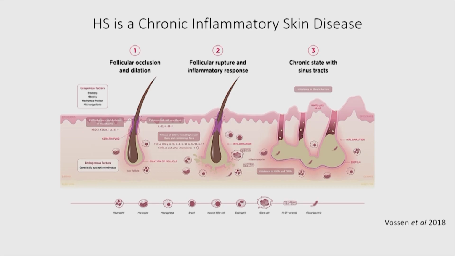As many of you know, HS is a chronic inflammatory skin disease, and it occurs when you have a hair follicle that becomes occluded and it dilates, and eventually it ruptures. When it ruptures, it incites an inflammatory response, and you get the recruitment of a variety of immune cells, as well as the secretion of pro-inflammatory cytokines. Eventually, this can progress to a chronic state where you get the formation of sinus tracts and scarring in the lesion as well.